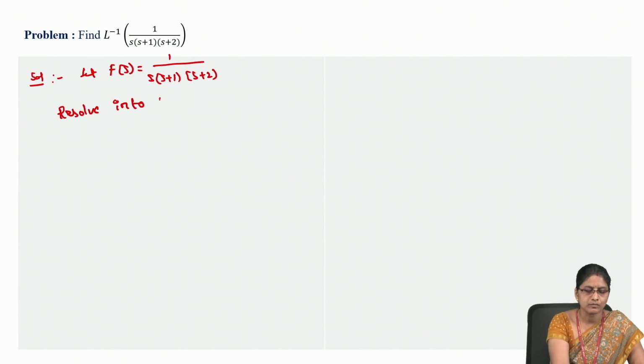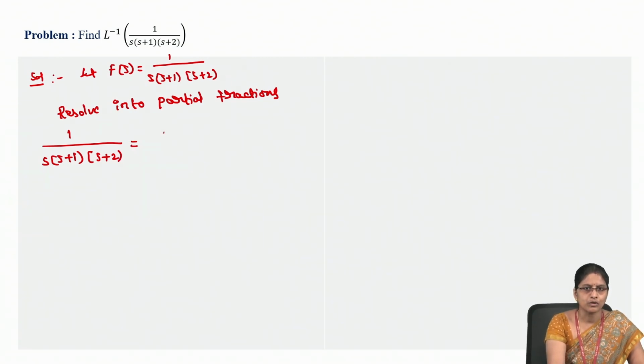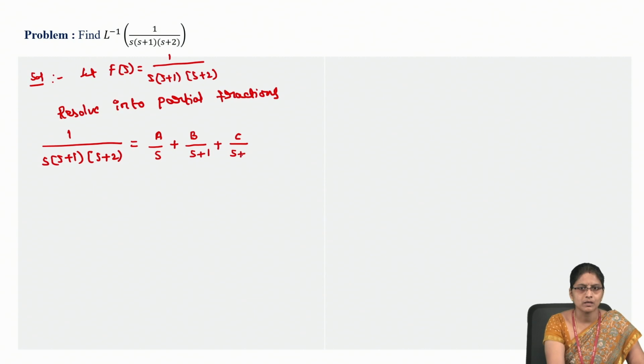Resolve into partial fractions. 1 by s into s plus 1 into s plus 2 is equal to a by s plus b by s plus 1 plus c by s plus 2. We call it as equation 1.